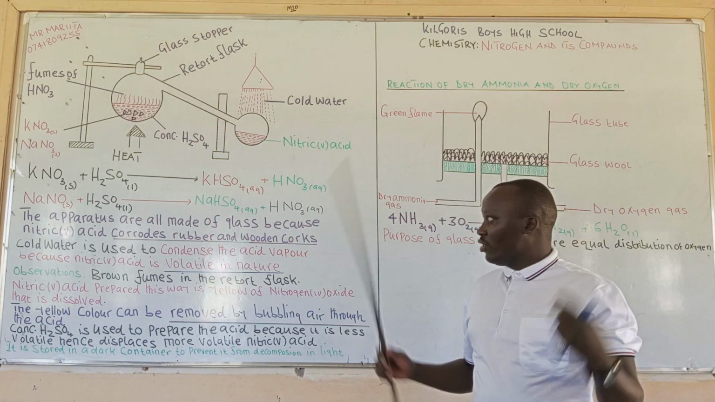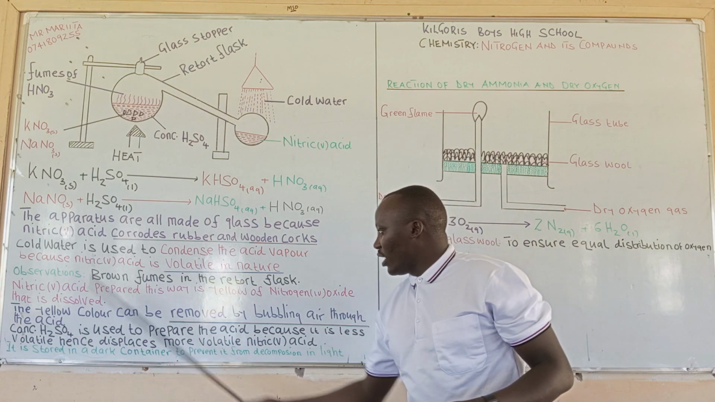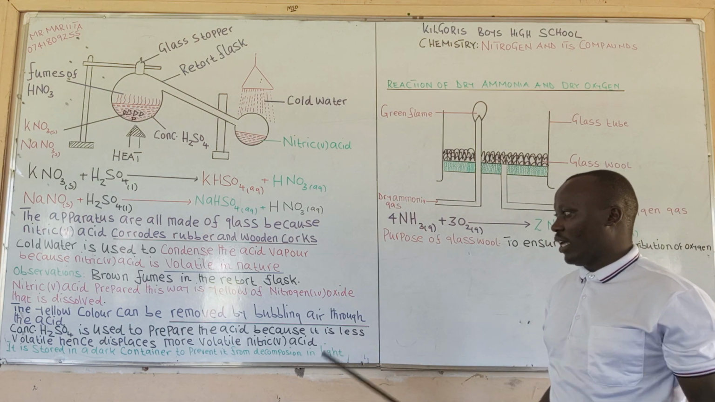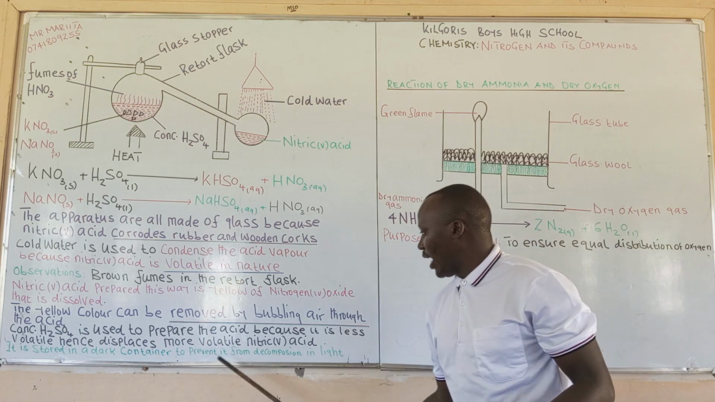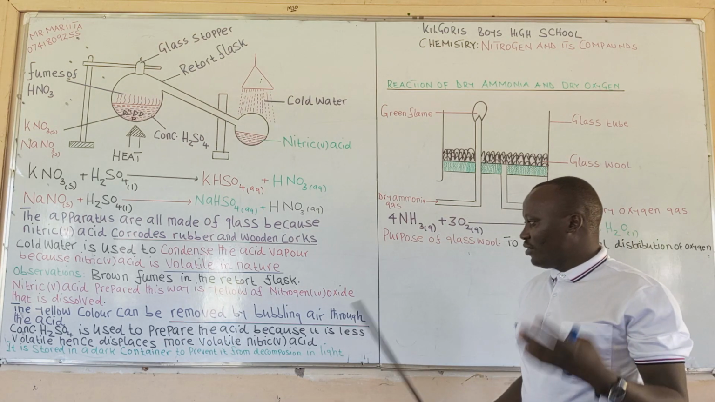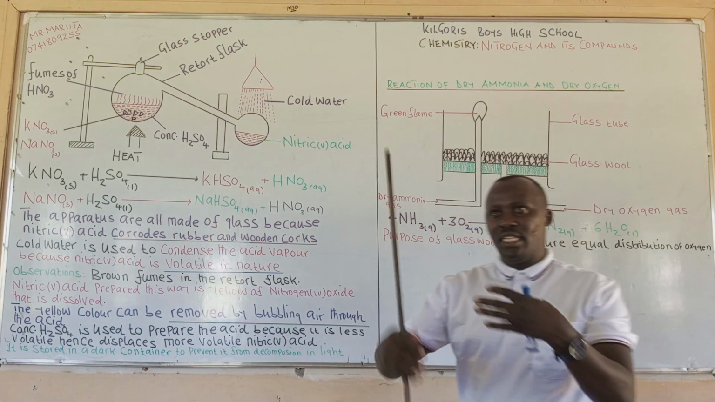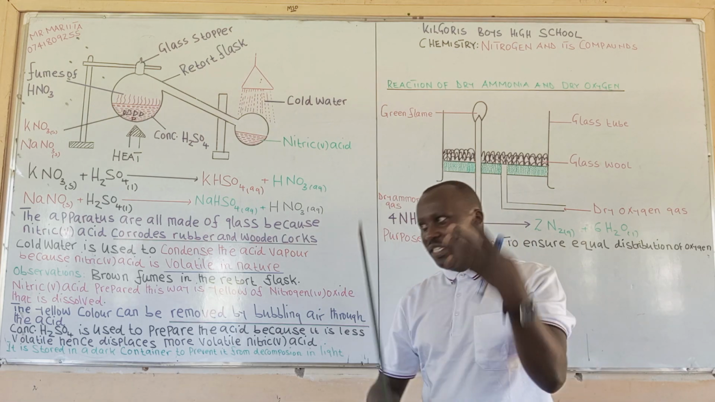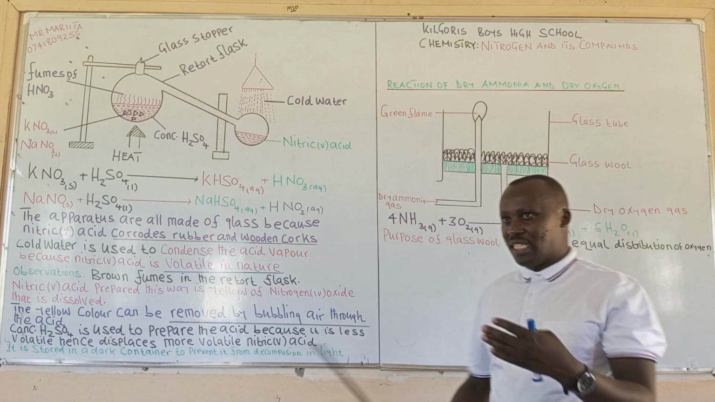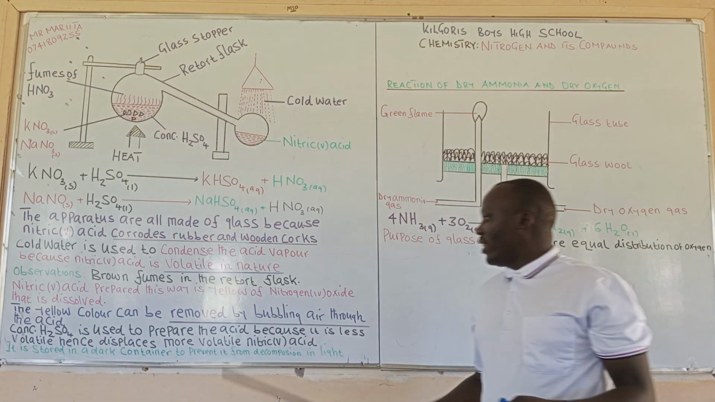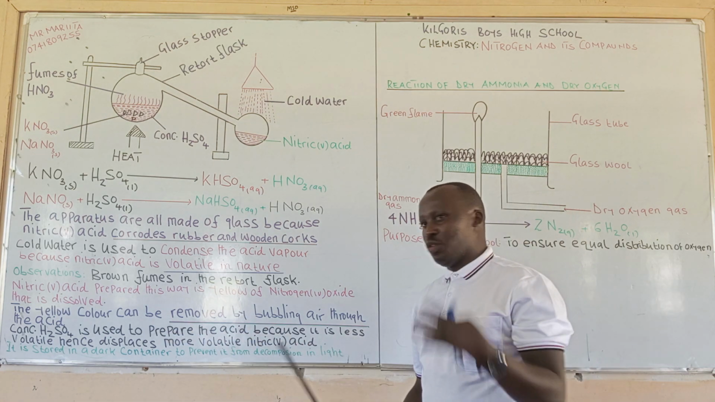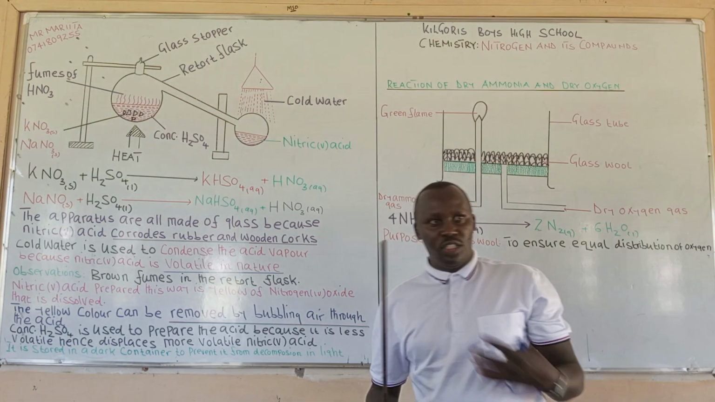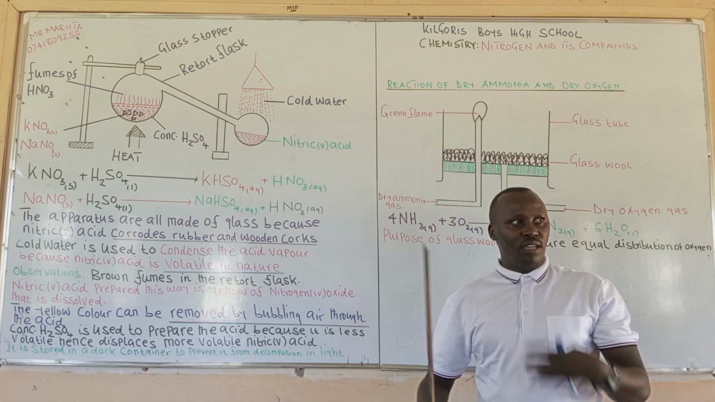Now, why do we normally use concentrated sulfuric acid in this case? Give a reason why concentrated sulfuric acid is used. Concentrated sulfuric acid is used to prepare the acid because it is less volatile. Hence, it displaces the more volatile nitric acid. Volatile means it can easily evaporate in nature. The sulfuric acid cannot be easily evaporated, while the nitric acid can easily evaporate. Therefore, concentrated sulfuric acid is used to prepare nitric acid because it is less volatile compared to nitric acid, which is more volatile.